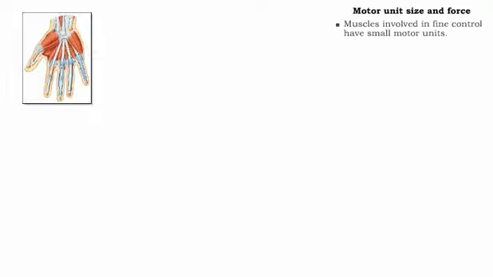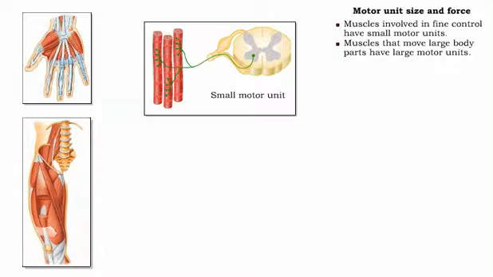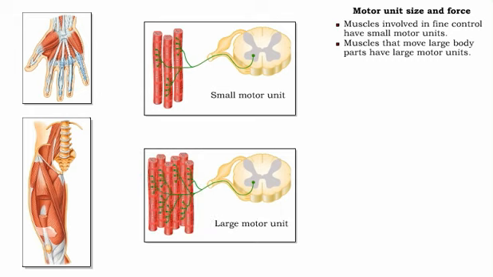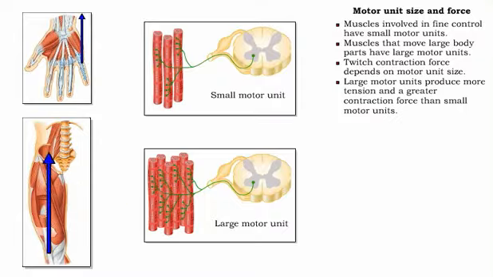Motor unit size varies among different muscles. Muscles involved in fine control, such as those that move the fingers, have small motor units. Postural muscles, or those that move large body parts, such as the quadriceps, have large motor units. The amount of twitch contraction force depends on the size of the motor unit. Large motor units contain more cells and can therefore produce more tension and a greater contraction force.